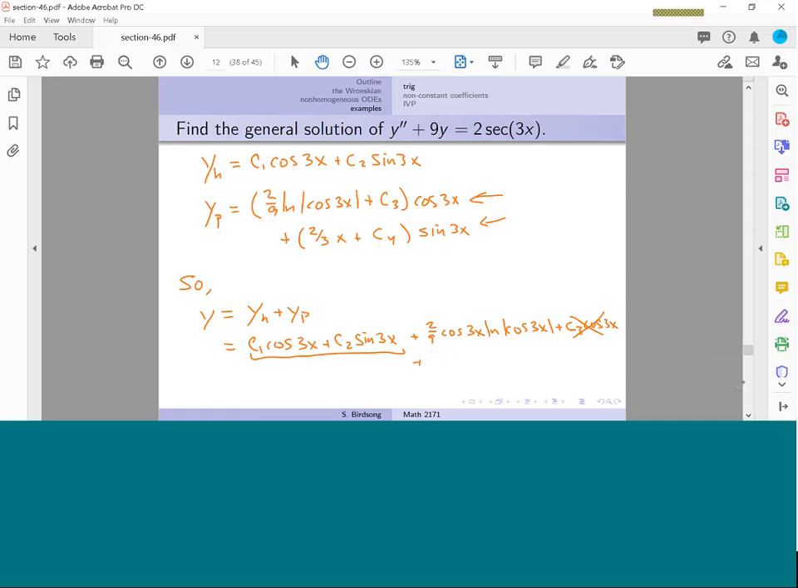So for the second part of our particular solution, we're going to multiply through by sine. So this is going to be 2/3 x sine of 3x plus C4 sine of 3x. Quick check. Does that last term with the C4, is it necessary?